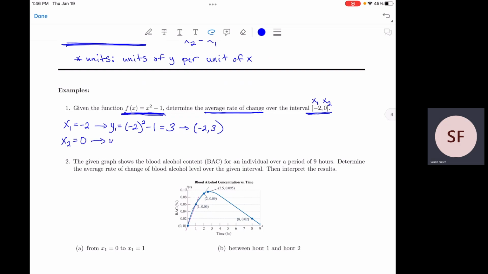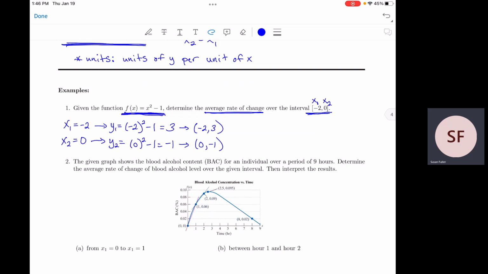Okay, we're going to do this again. Y2. To find y2, I need the y value that is related to x2 equals 0. To find the y value when x is 0, I'm going to plug 0 in. So I'm going to get 0 squared minus 1. 0 squared is 0. Minus 1 is -1. That means the ordered pair x equals 0, y equals -1 is on my function.